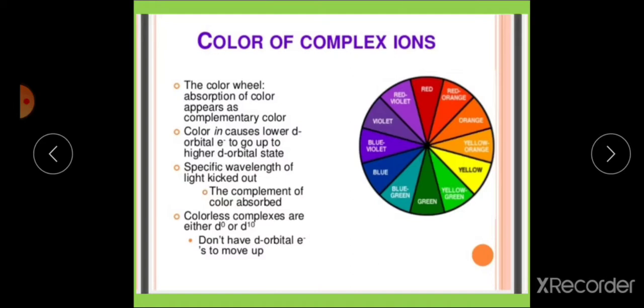Thus, the color of the transition metal ions is due to the presence of unpaired d electrons, then d-d transition, nature of ligands attached to the metal ion and geometry of the complex formed by the metal ions.